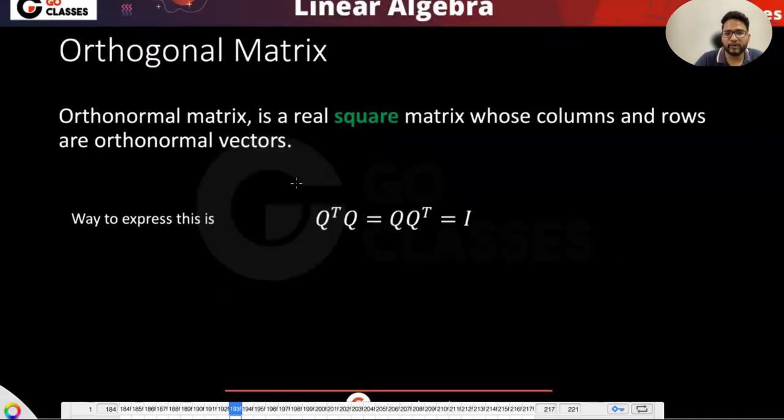This is orthonormal vectors. Okay, so they are saying that a matrix is orthogonal if its columns and rows are orthonormal vectors. So let me tell you what this means. What is an orthonormal vector? Let me first define it.